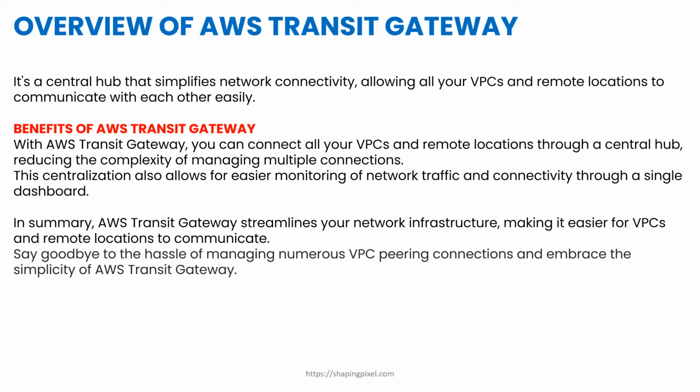This centralization allows for easier monitoring of network traffic and connectivity through a single dashboard. In summary, AWS Transit Gateway streamlines your network infrastructure, making it easier for VPCs and remote locations to communicate. So say goodbye to the hassle of managing numerous VPC peering connections and embrace the simplicity of AWS Transit Gateway.